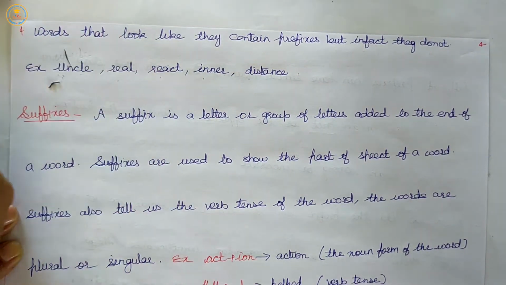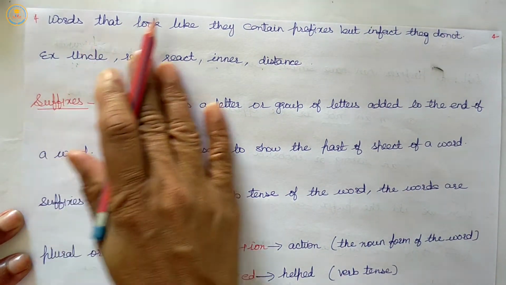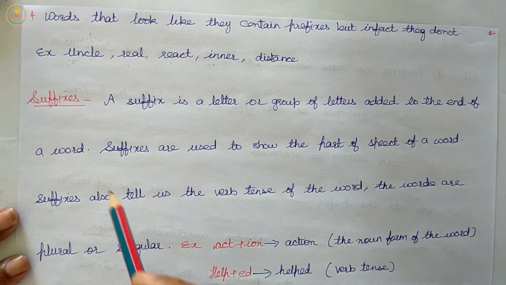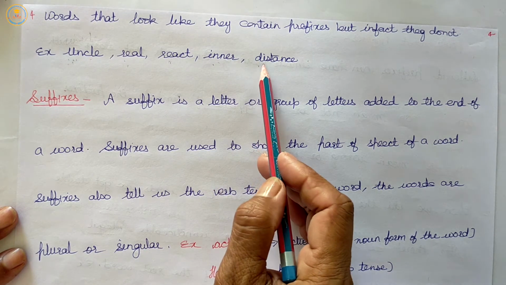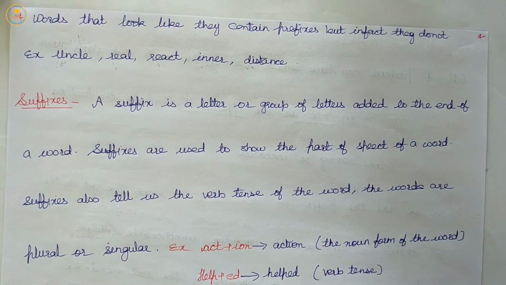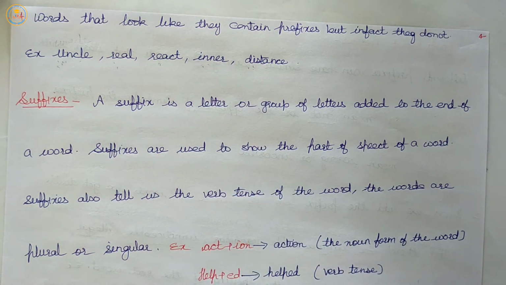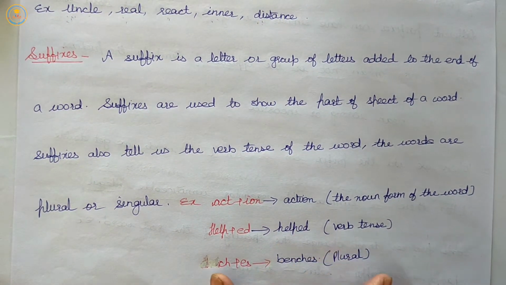So words having these letters already will not be expressed as words with a prefix. They are words in themselves: uncle, real, react, inner, distance. These look like they contain the prefixes un, re, in, dis, but in fact they do not. I hope you have understood the definition of prefix with its examples and key points. Our next step is suffix.